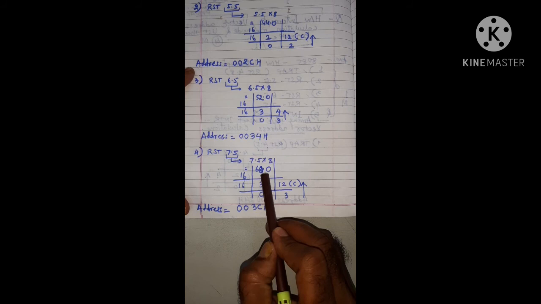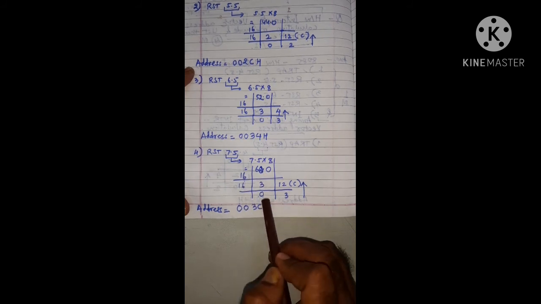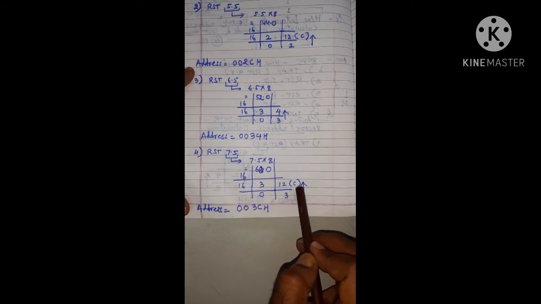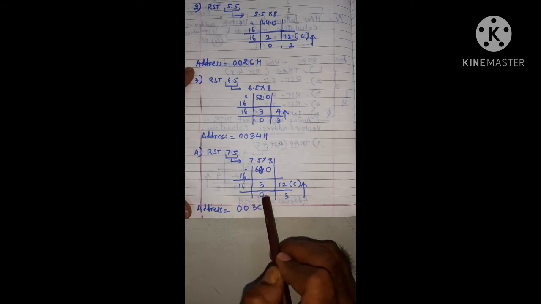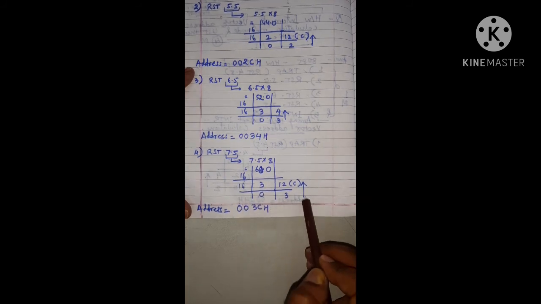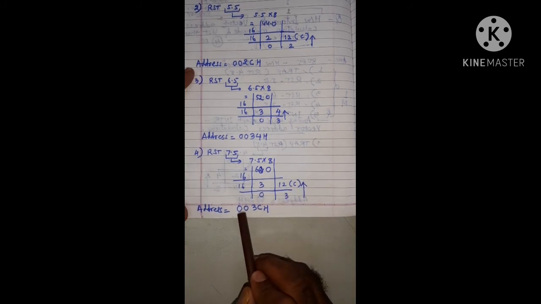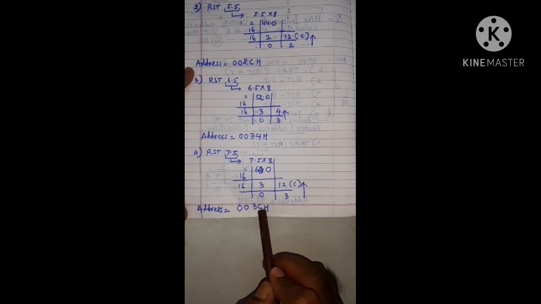At last, RST 7.5 is multiplied by 8. It comes to 60 in decimal. Convert it to hexadecimal by dividing 60 by 16 till the quotient is 0. 16 threes are 48, remainder is 12, that is C. Again divided by 16, quotient is 0, remainder is 3. So these remainders are taken in reverse. This is 3CH. Attach 2 more zeros at the left to make it 16 bit in binary.